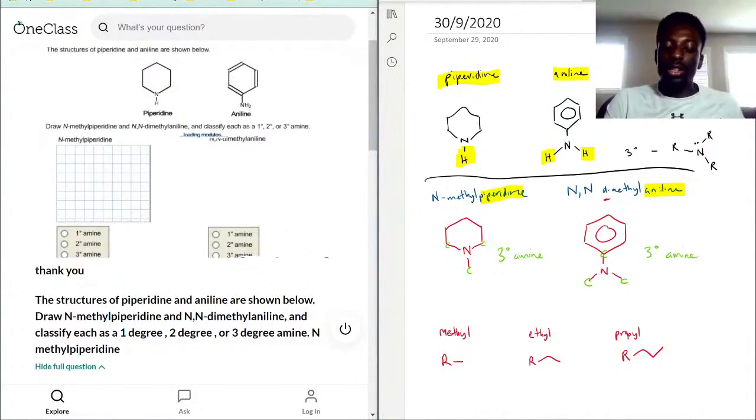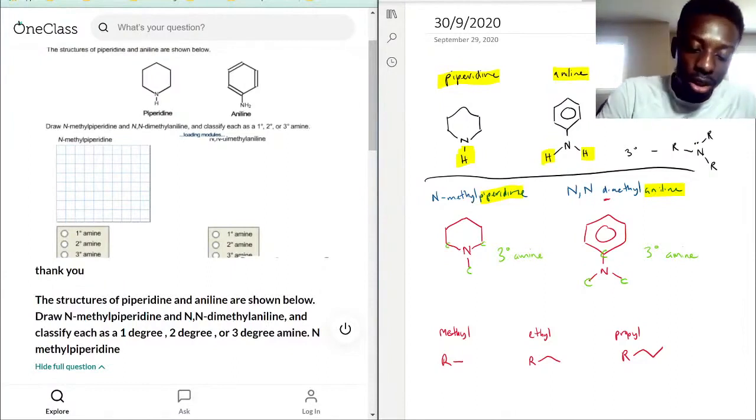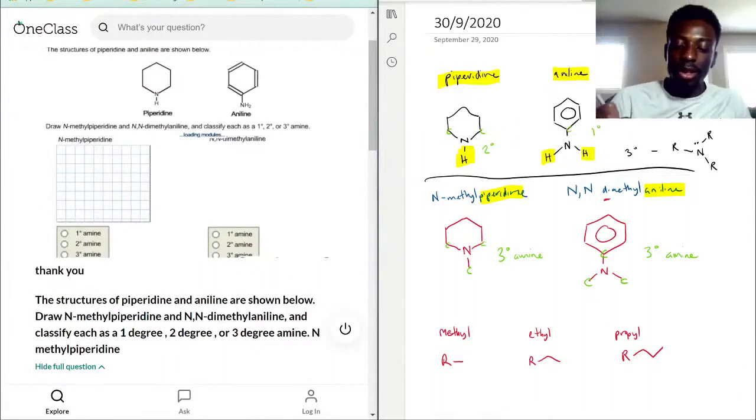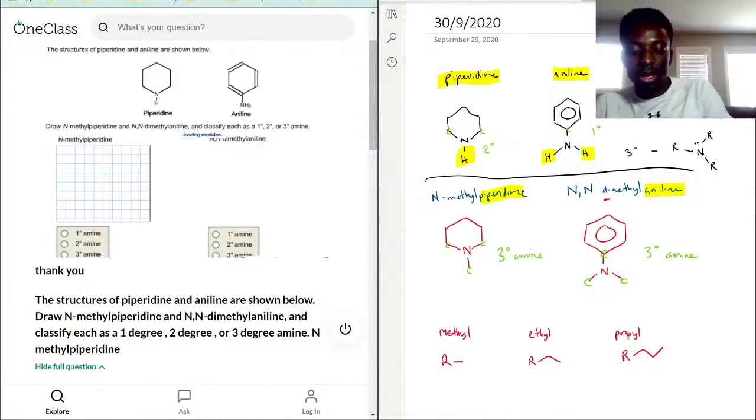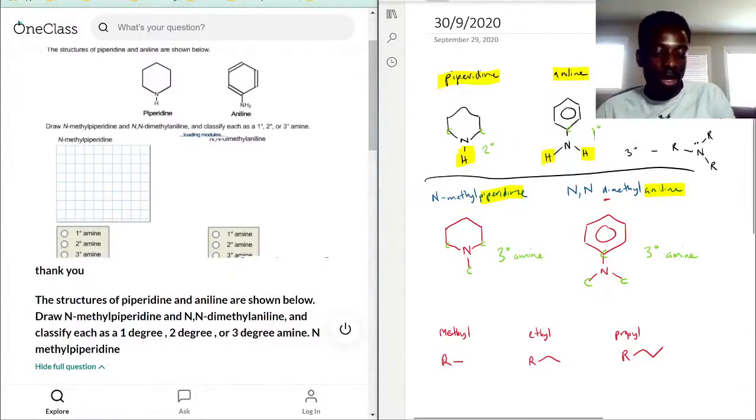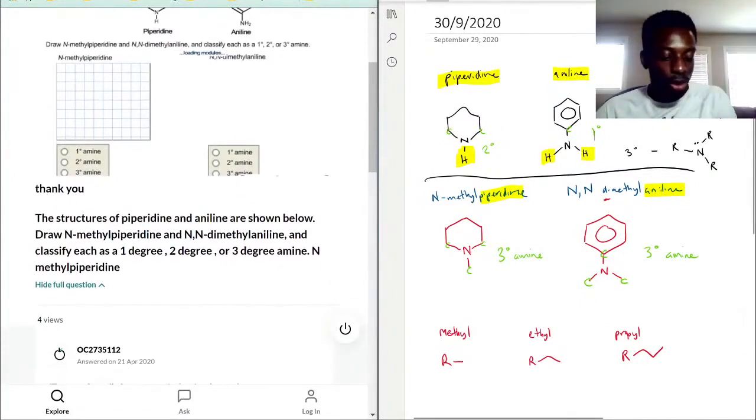So both of these are tertiary, but for extra note, if you wanted to go back to the original piperidine and aniline, you notice here, carbon here, hydrogen. So this is actually a secondary amine, and aniline, carbon here but 2 hydrogens. This is a primary amine. Okay, so that's what we have there. So let's see now what we get for the answer.